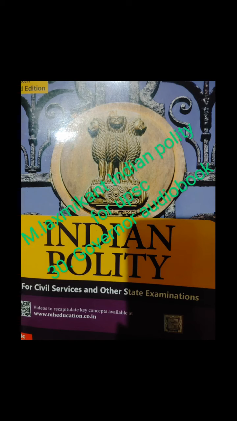Before entering upon his office, the governor has to make and subscribe to an oath or affirmation. In his oath, the governor swears to faithfully execute the office, to preserve, protect, and defend the Constitution and the law, and to devote himself to the service and well-being of the people of the state. The oath of office to the governor is administered by the Chief Justice of the concerned State High Court, and in his absence, the senior most judge of that court available. Every person discharging the functions of the governor also undertakes the similar oath or affirmation.